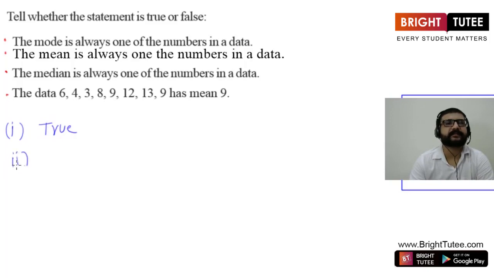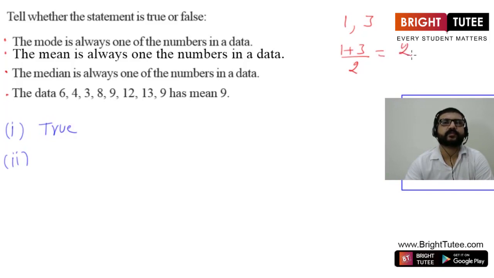Now the second statement given is, the mean is always one of the numbers in a data. Now for example, let's take a data in which there are two numbers 1 and 3. So their mean will be 1 plus 3 divided by 2, and this will be equal to 2. Now mean of this data is 2, but 2 does not belong to the data. Therefore we can say that the given statement is false.